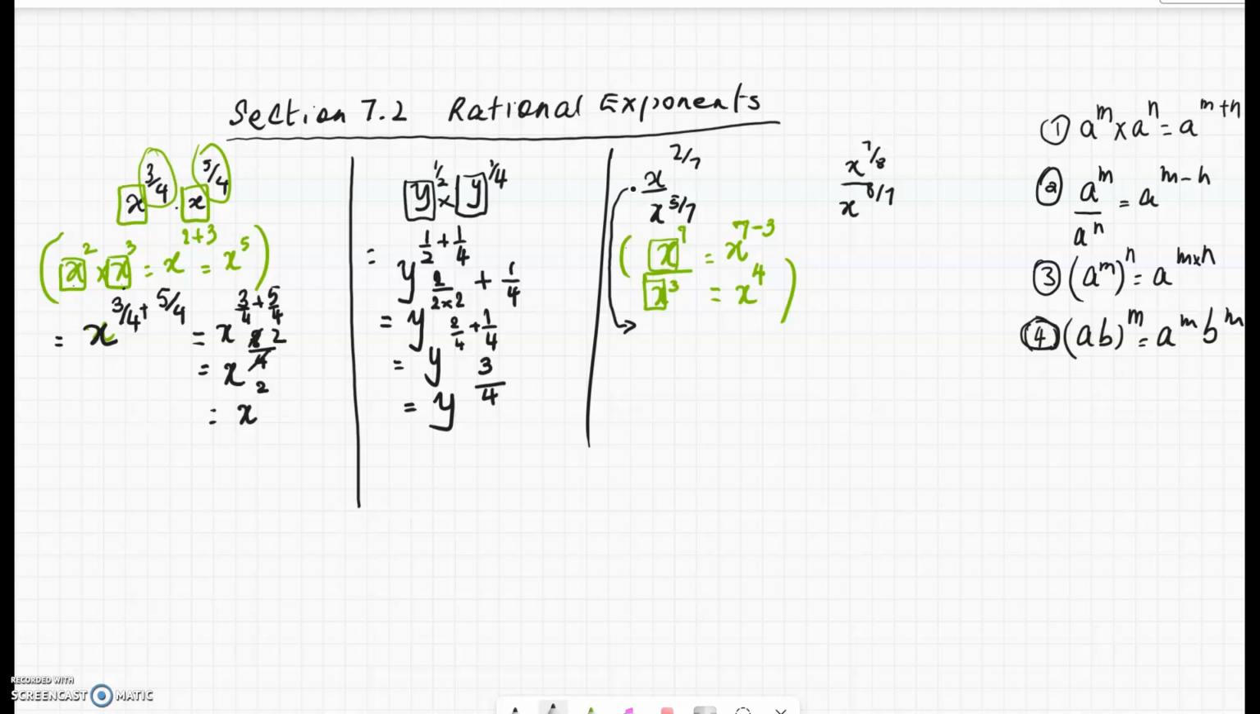So now let's see how this works. We have the exact same base. The base is x, and what we're doing is division. So write down the base, write down the exponent of the numerator, subtract the exponent of the denominator. So this is equal to, the denominator is the same, so we can subtract right away, and this is equal to x to the -3 over 7.